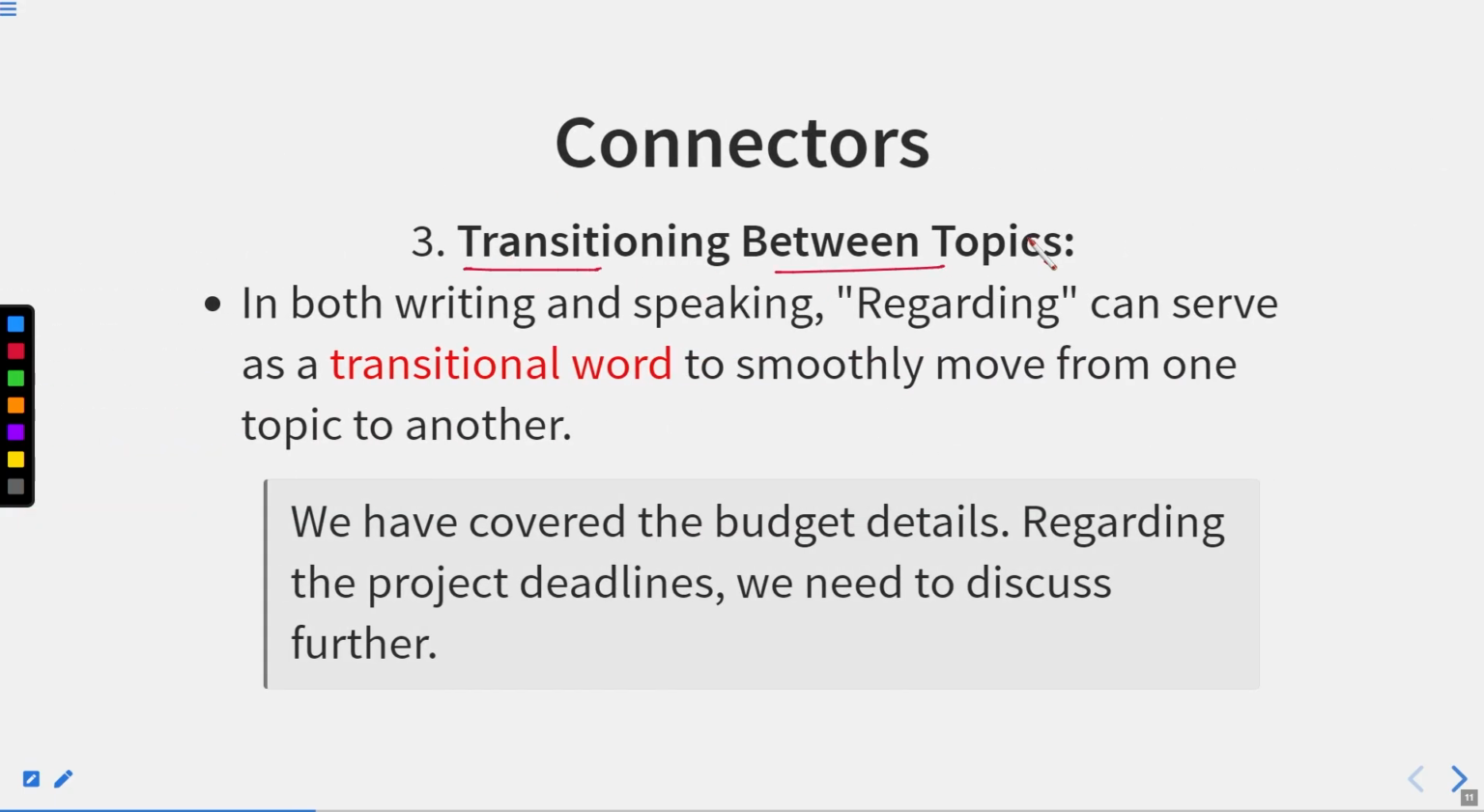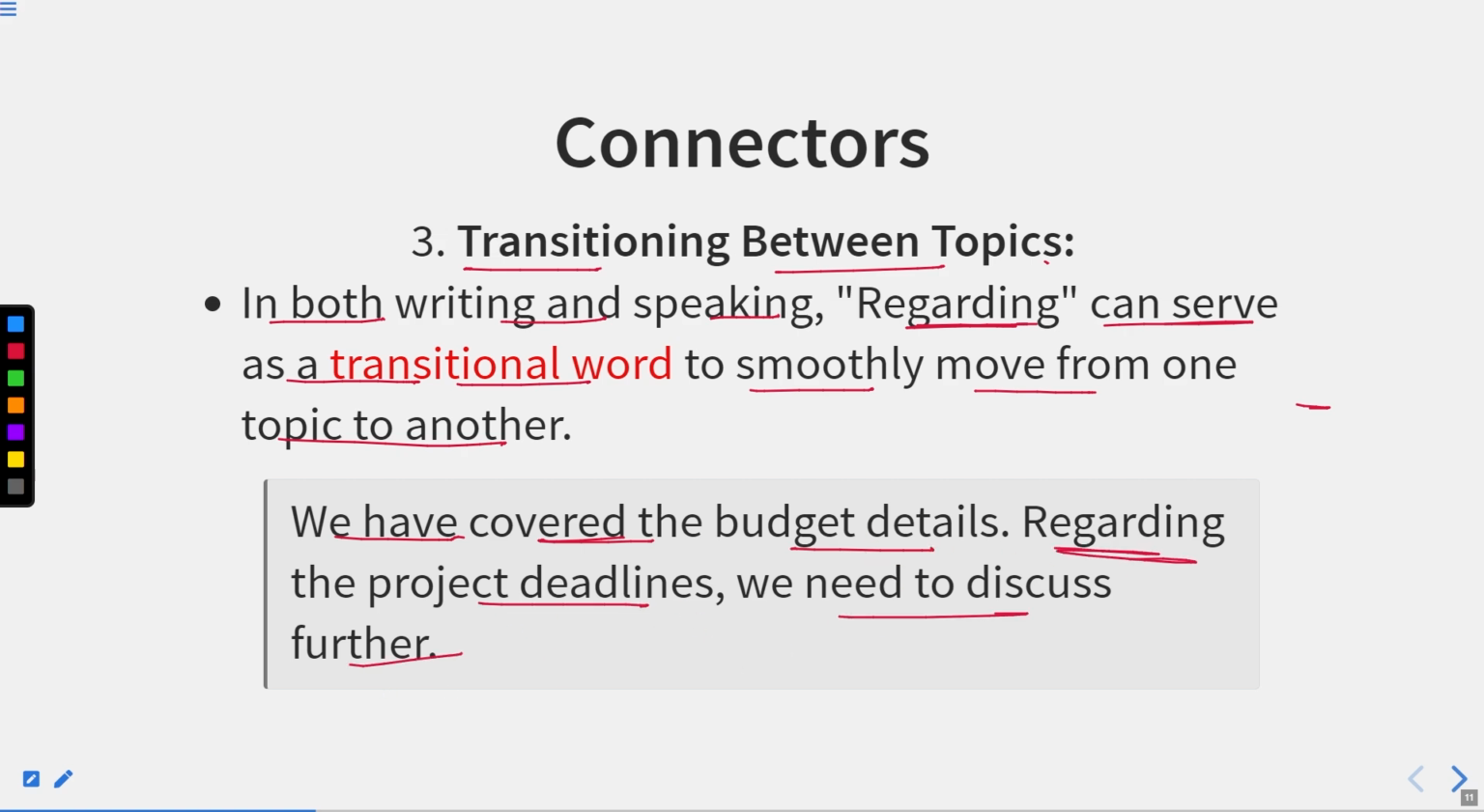Transitioning between topics. Transitioning means transferring the ideas from one to another. In both writing and speaking, regarding can serve as a transitional word to smoothly move from one topic to another. It means when one is moving to another, you are giving the reference of the previous statement. We have covered the budget details. This is the one point. Regarding the project deadlines, we need to discuss further.